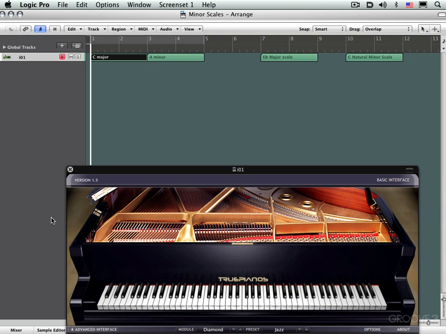Basically, music in a minor key has a different sound and a different emotional feel than music in a major key. Music in minor keys is generally considered sad compared to major keys, which are considered happy. And it's that minor third degree that gives it this defining characteristic.